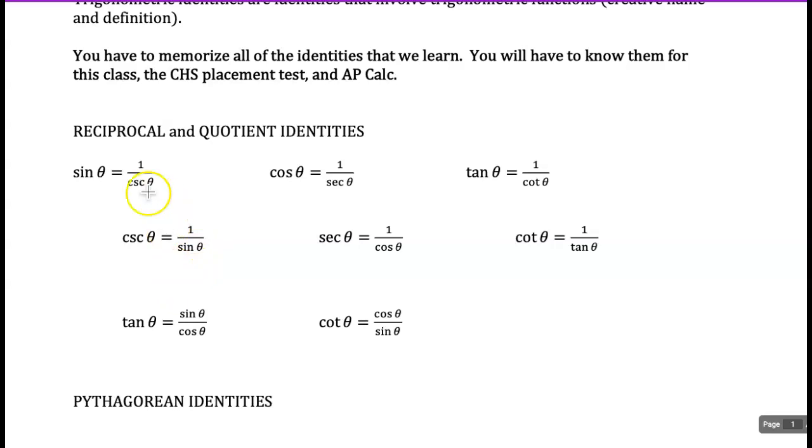These 6 here, 1, 2, 3, 4, 5, and 6, are called the reciprocal identities. You actually already know those because it's just saying that the reciprocal of sine is cosecant, the reciprocal of cosine is secant, and the reciprocal of tangent is cotangent. The quotient identities are that tangent is sine over cosine, and that cotangent is cosine over sine. So those are the quotient identities.